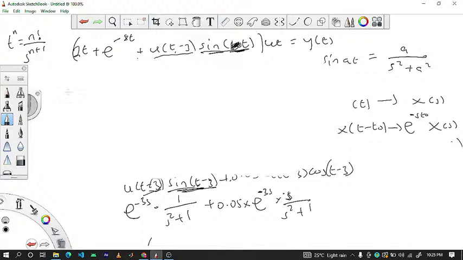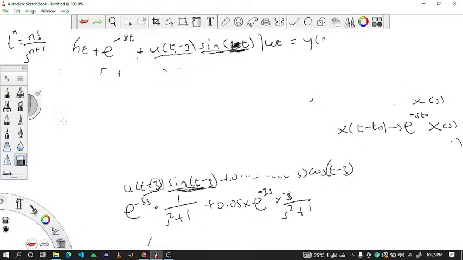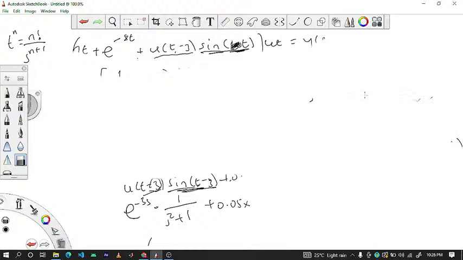All right. So finally, you will get e to the negative 3s multiplying 1 over s squared plus 1 plus 0.05 s over s squared plus 1. Then you add your 2 over s squared plus your 1 over s plus 8. And this will be your final answer for that question. All right. And so we are done with question 3.